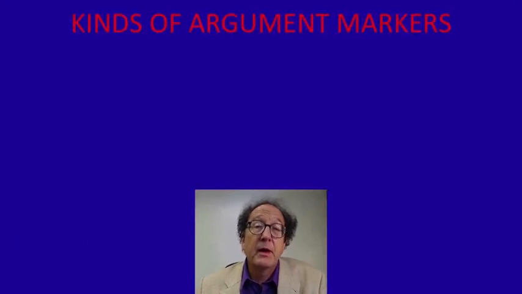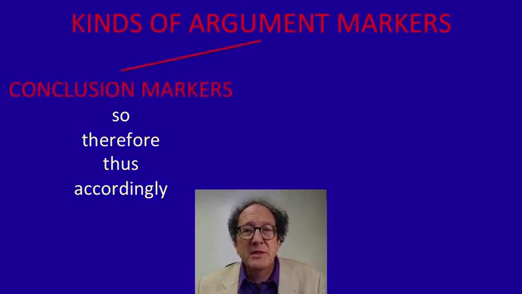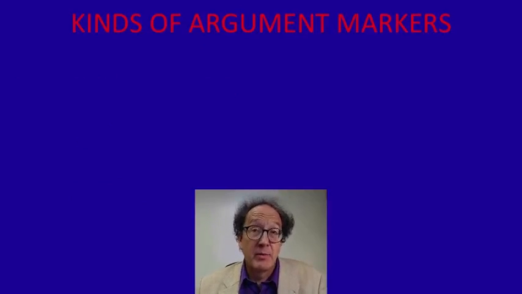So far, we've looked at so and therefore and thus and accordingly. And each of those indicates that the sentence right after it is a conclusion. And the other sentence in the pair is a premise. So we're going to call these conclusion markers because they indicate that the sentence right after them is a conclusion. But there are other argument markers that also indicate arguments in the same way, but what they indicate is that the sentence after them is a reason or a premise, not a conclusion.